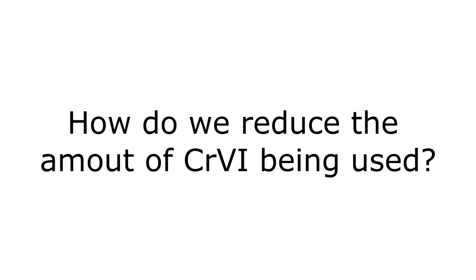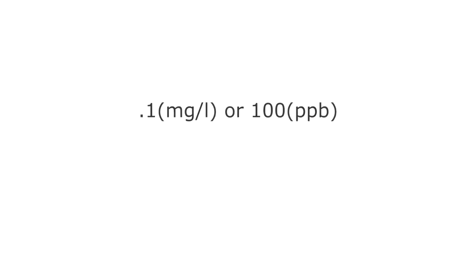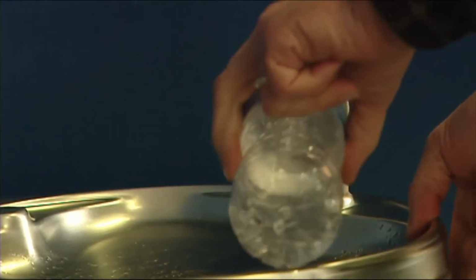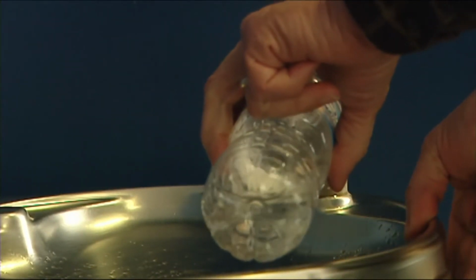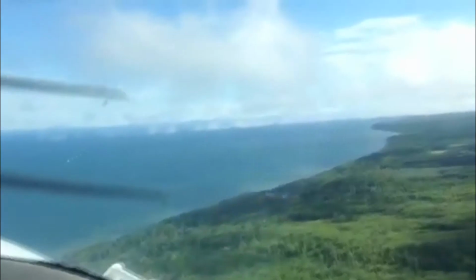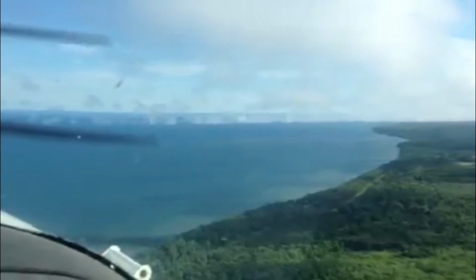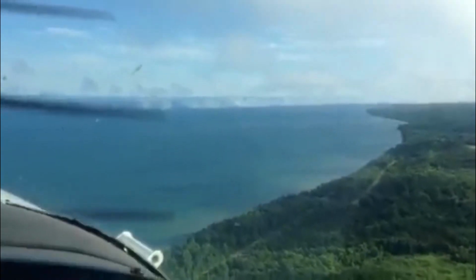So what can we do to reduce the amount of chromium-6 that is ingested by humans? Well, chromium-6 is already regulated by the EPA. Under the Safe Drinking Water Act of 1974, the EPA set the standard of 0.1 milligrams per liter, or 100 parts per billion, of chromium-6 in a body of water to be considered safe. The Safe Drinking Water Act requires the EPA to determine the level of contaminants in drinking water at which no adverse health effects are likely to occur. So at 0.1 milligrams per liter of chromium-6 in a body of water, no adverse health effects should occur.